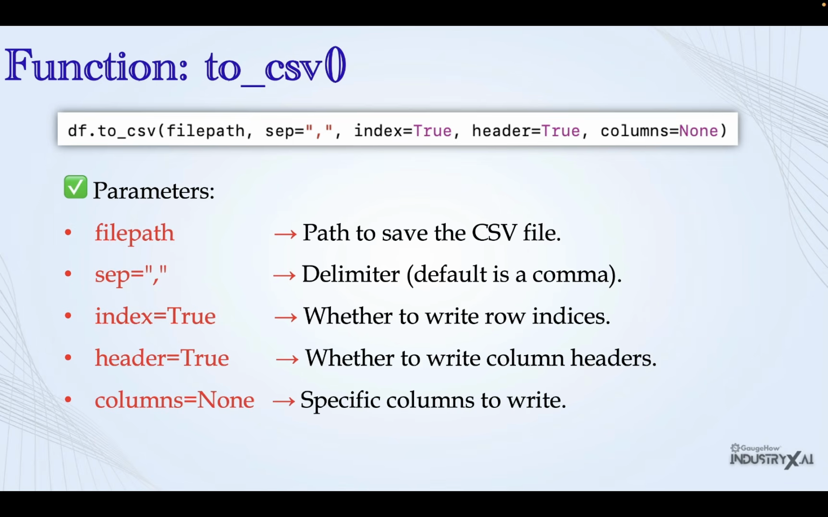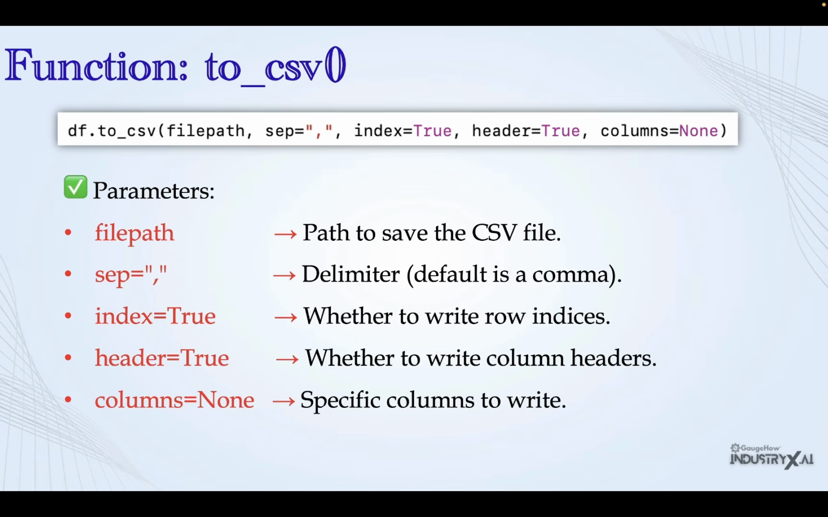This represents that if we want to write row indices, then we will provide the value true. Next, header equal to true or false, means again if we want to write column headers, then we will pass the value true. And at last, columns equal to the specific columns that we want to write. If we do not want to specify any columns, then we will assign the value none. Let us understand all these functionalities using one example.